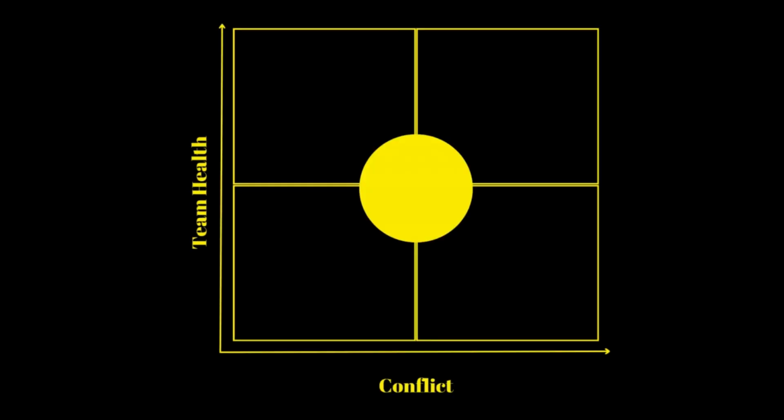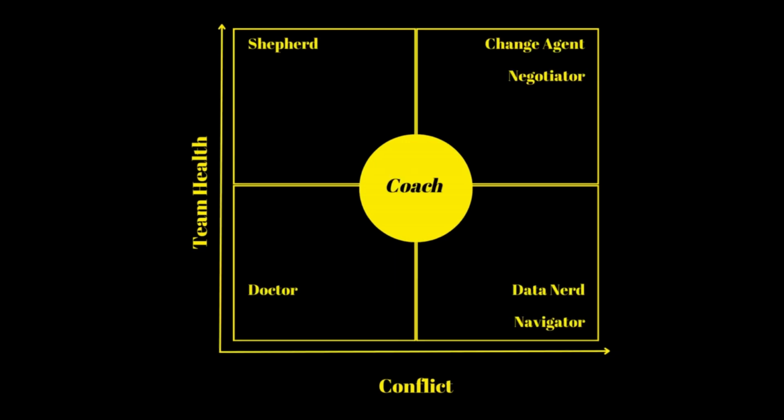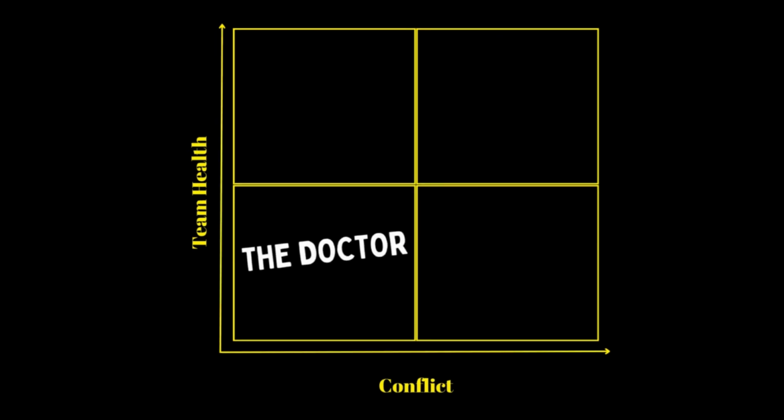So now that we've got our matrix, you can see that we've got quadrants. So we've got low team health, low conflict, high team health, and so on. If I go in and look at the 7 different leadership styles, each one of them corresponds to different situational factors. But today, we're going to focus on the doctor. Now, the doctor is needed whenever conflict is low and the team health is low.